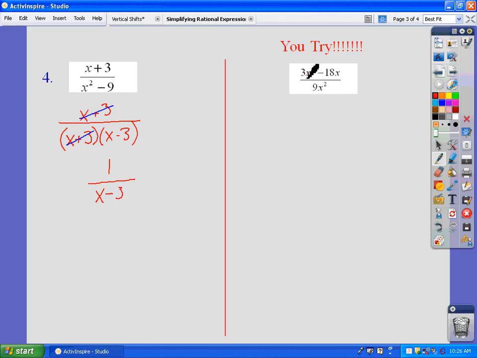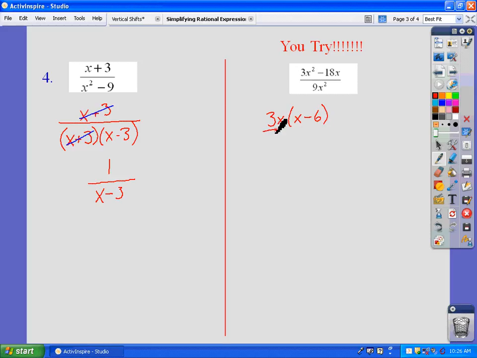And if you look at these guys, I got a 3 and an 18. The greatest common factor between 3 and 18 is 3. Now they both have an x, and the lowest exponent is 1 right here. So 3x is coming out of there. Now what's left here? 3x squared divided by 3x is x. 18 divided by 3 is 6, and x divided by x goes away as well.